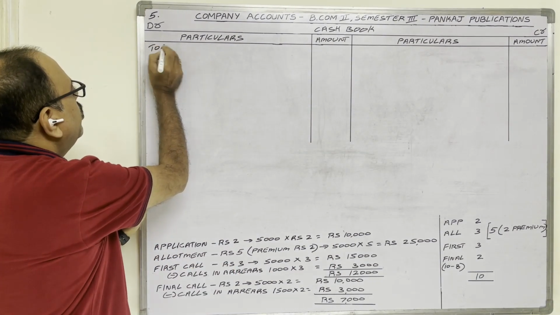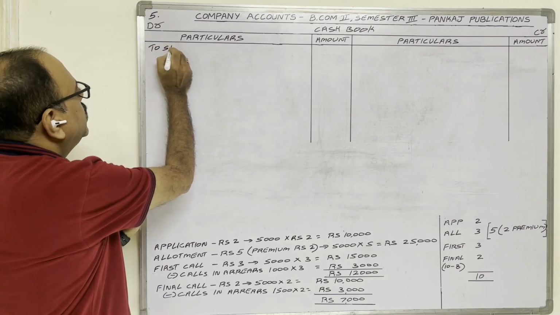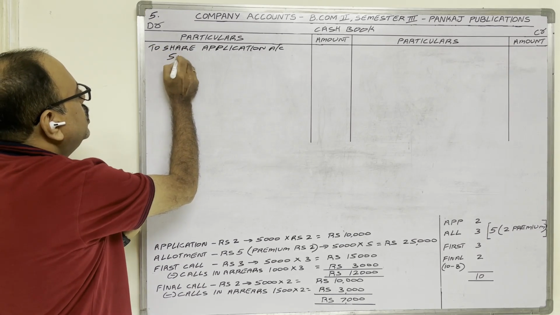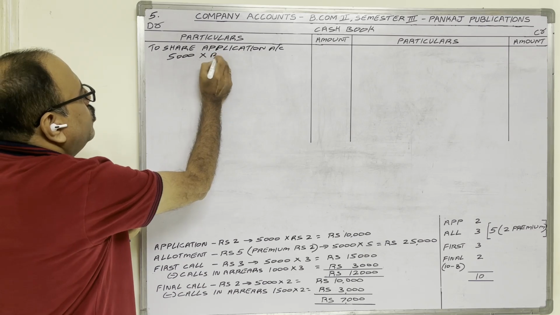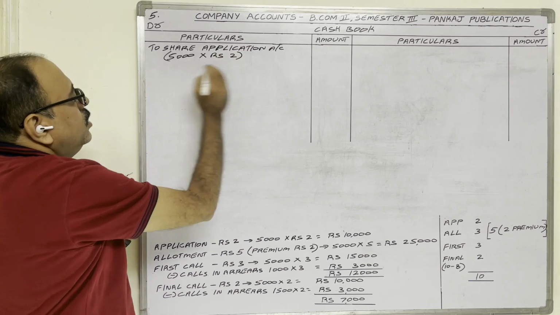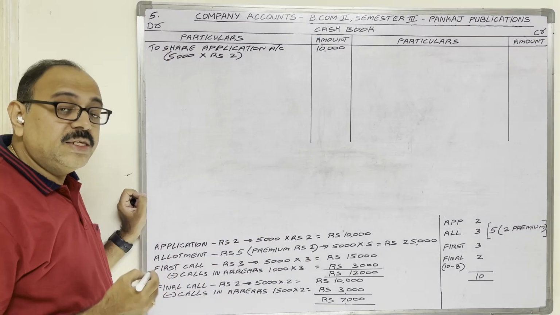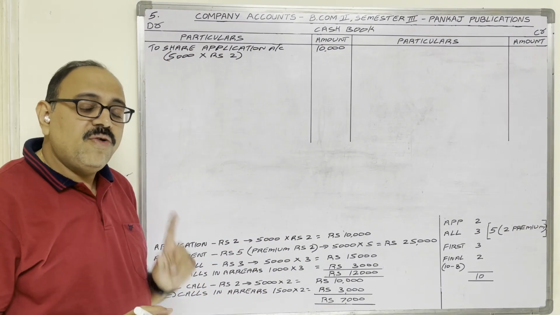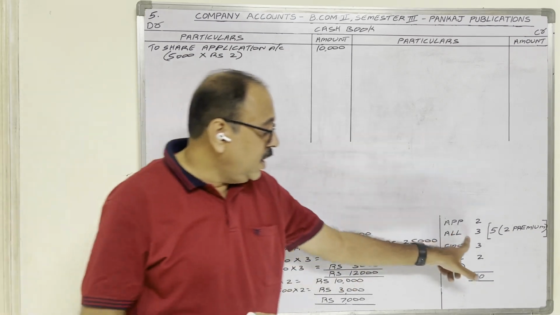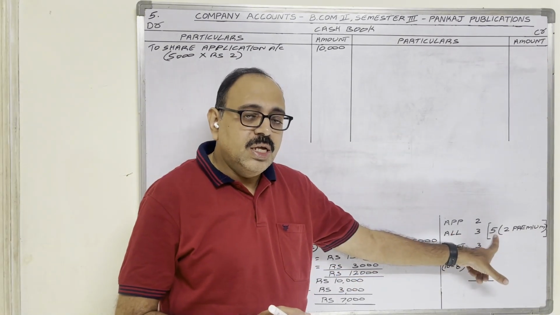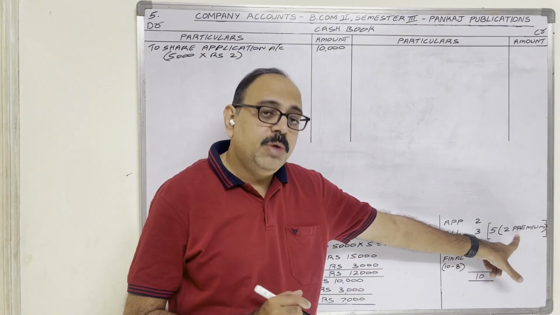In particulars, what to write? To share application account. On 5,000 shares at the rate of 2 rupees each, 10,000 rupees is coming through application amount. Next, allotment money. On one share, allotment money is 5 rupees. This 5 rupees includes 2 rupees premium also.